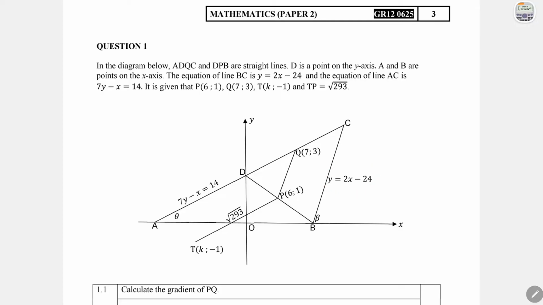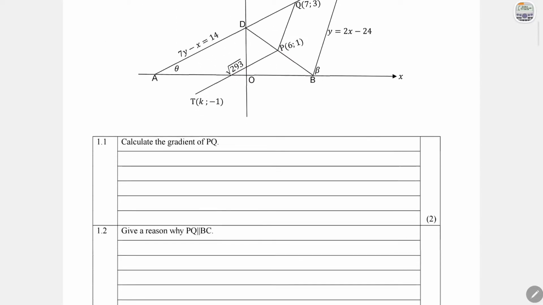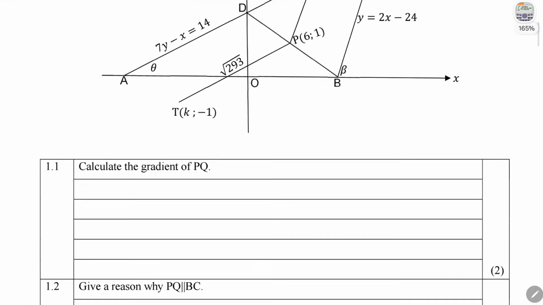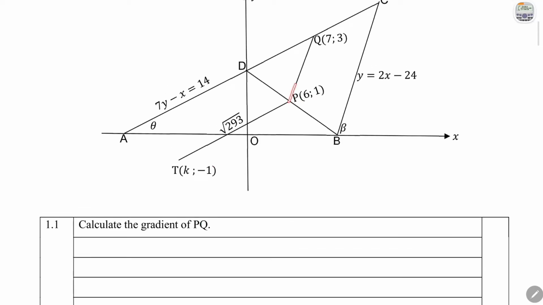And then they tell us that it is given that P is (6, 1), Q is (7, 3), T is (k, -1), and TP is the square root of 293. Okay, so that's the length of that line. And the first question is to calculate the gradient of line PQ.